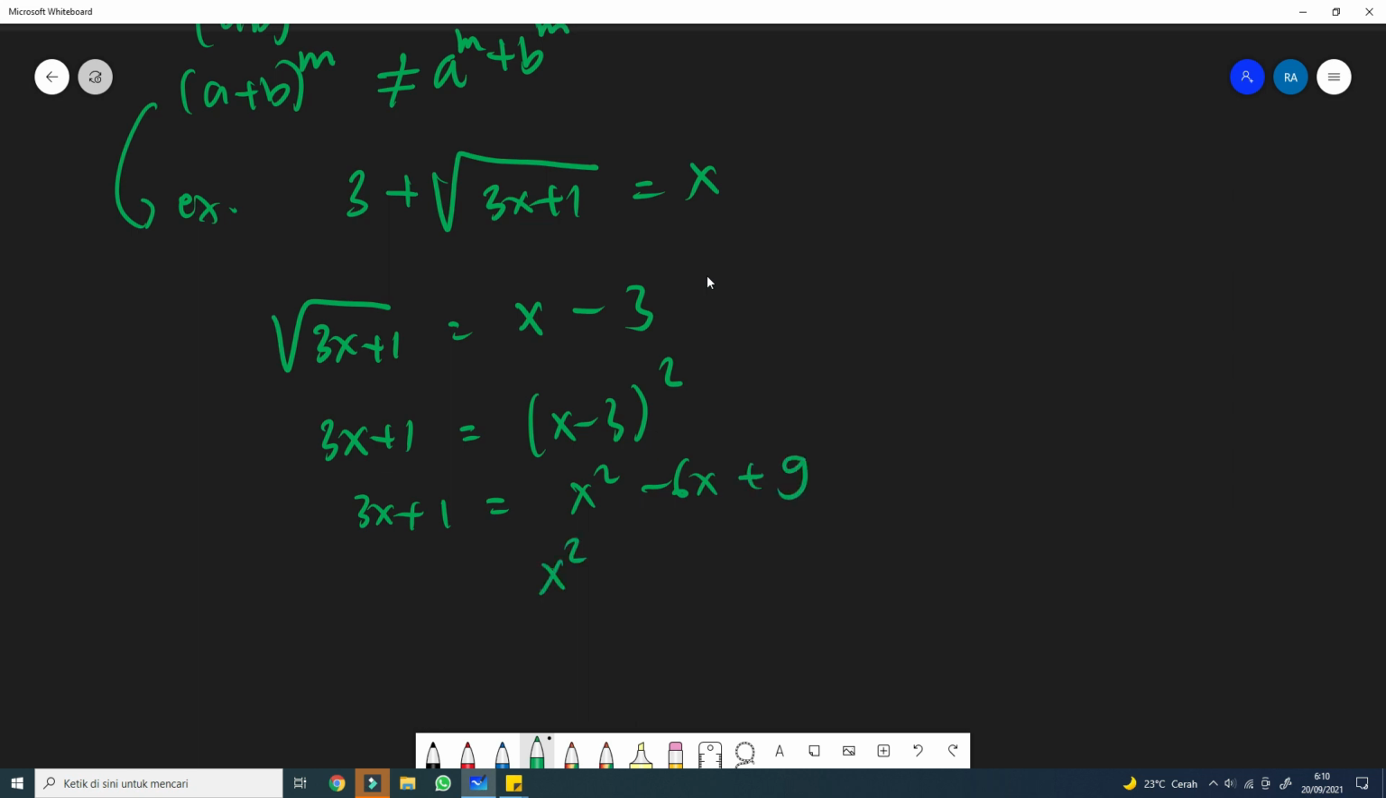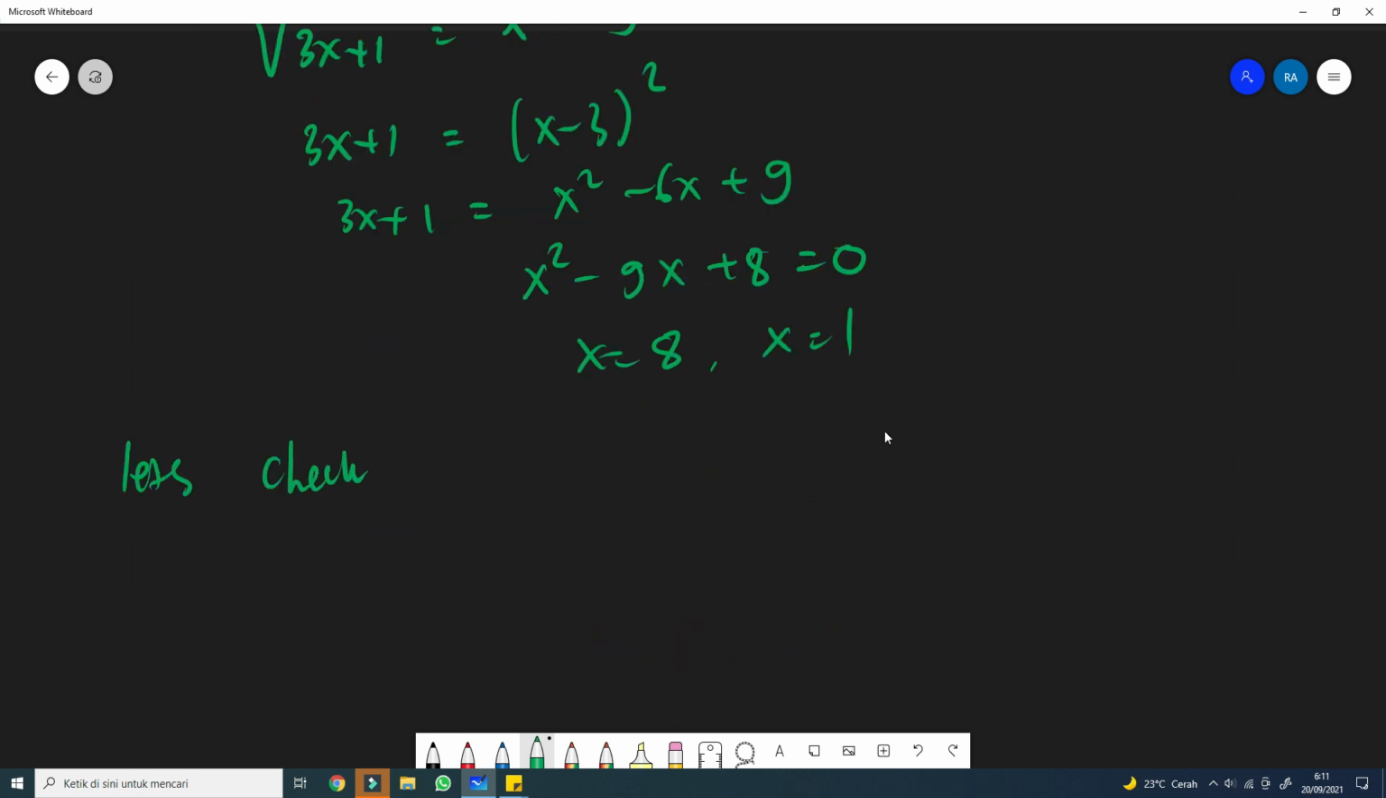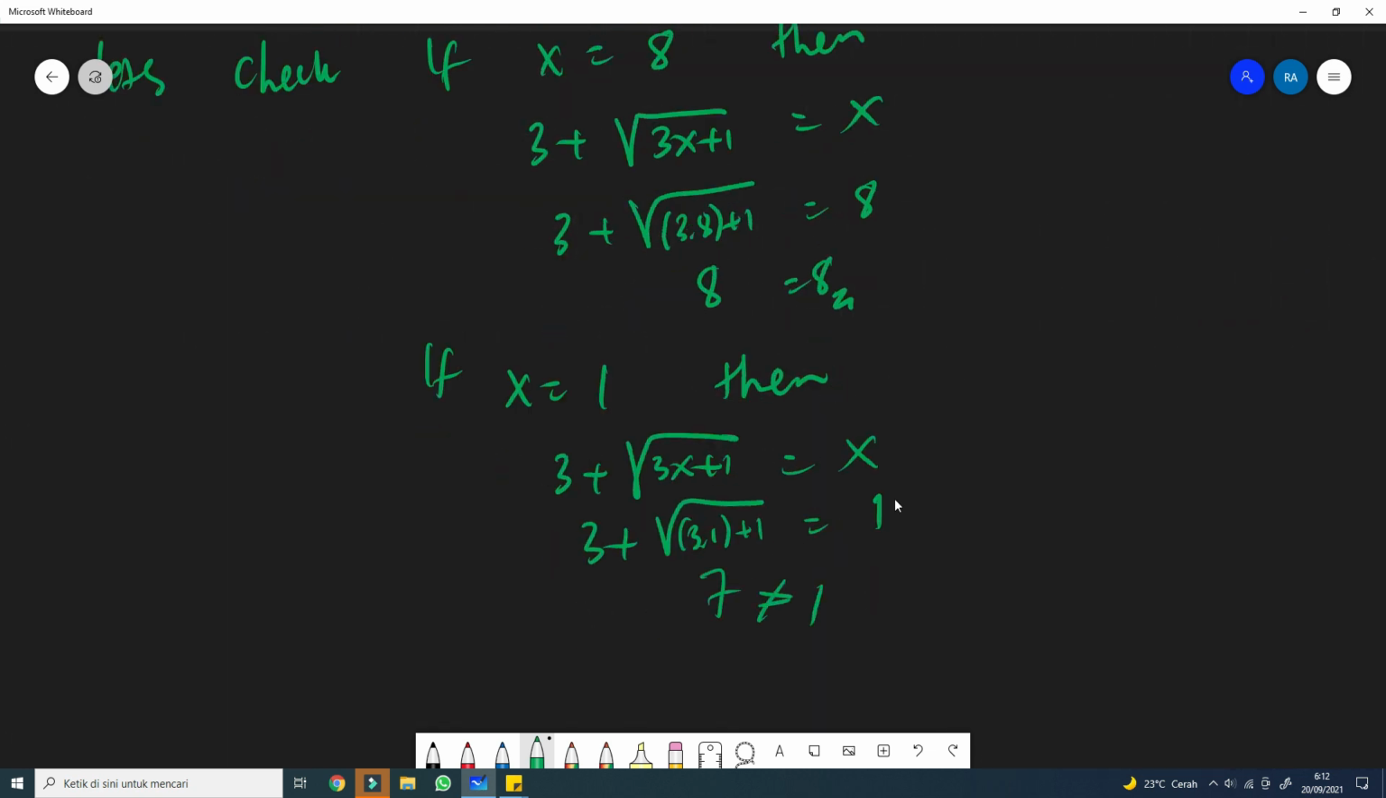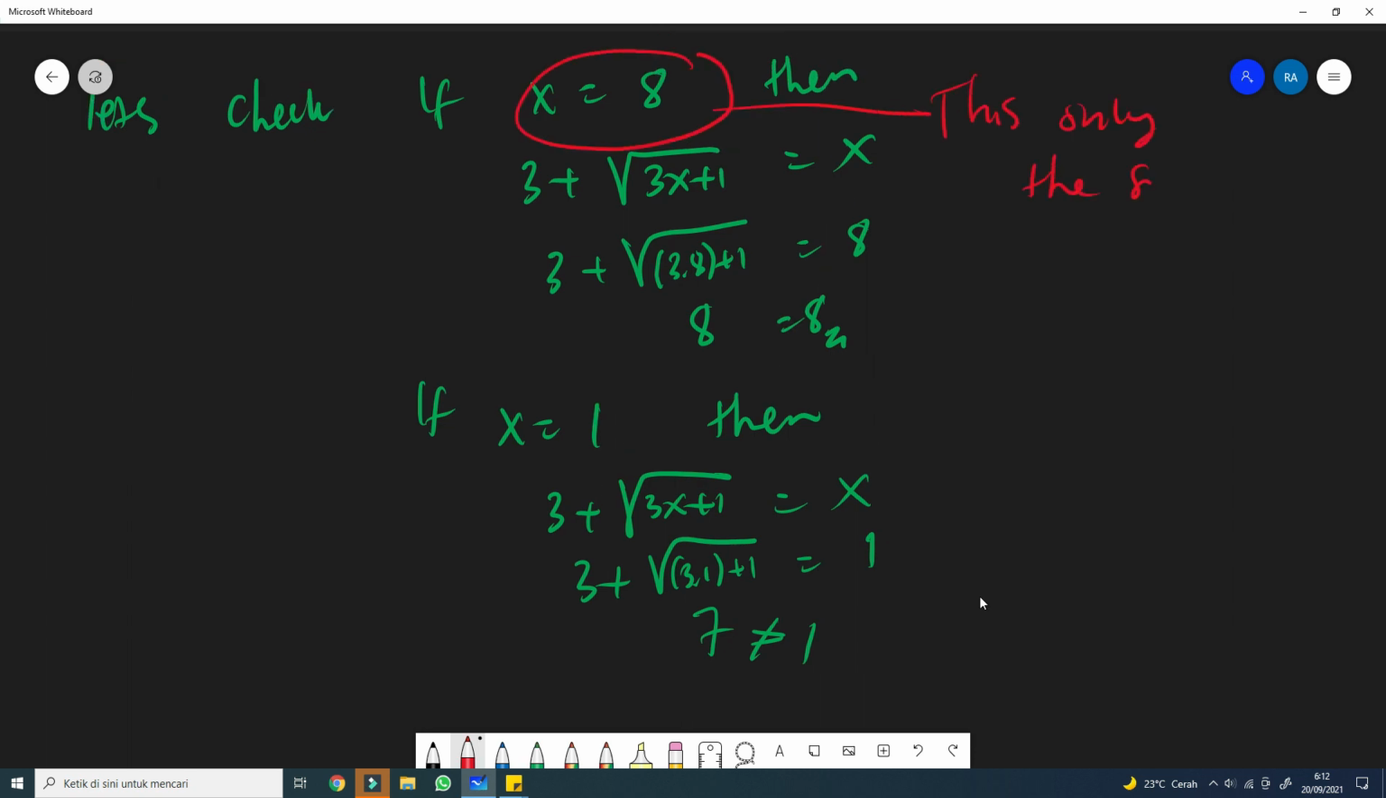So this will be like this, and we get x equals 8 and x equals 1. Let's check. If x equals 8, then the result will be equal to x. But if x equals 1, then the result is not the same as x. So this is the only solution.